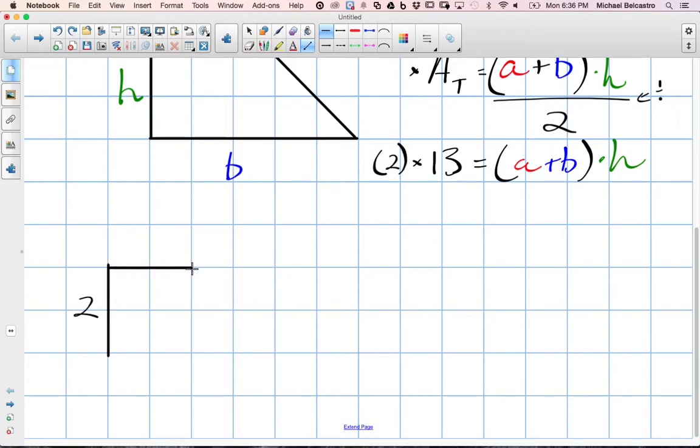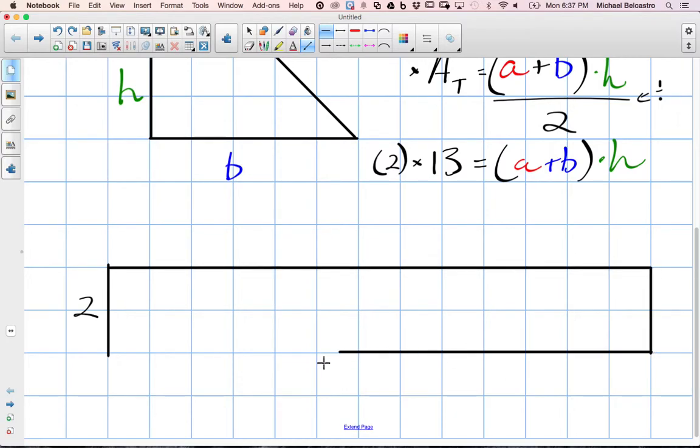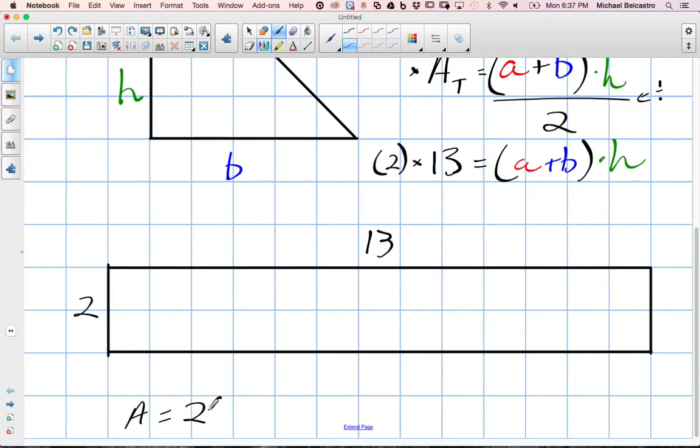Let's see what we get here. It's 2, 4, 6, 8, 10, 12, 13. Perfect. So this object is 2 by 13. This area right now is 26 square centimeters. Okay, that's way too big, right? We've got to make a trapezoid.